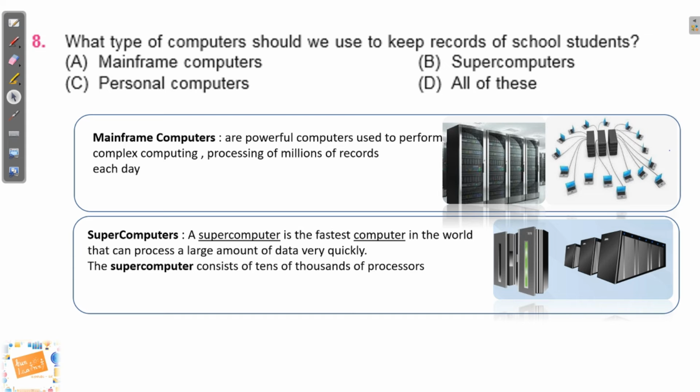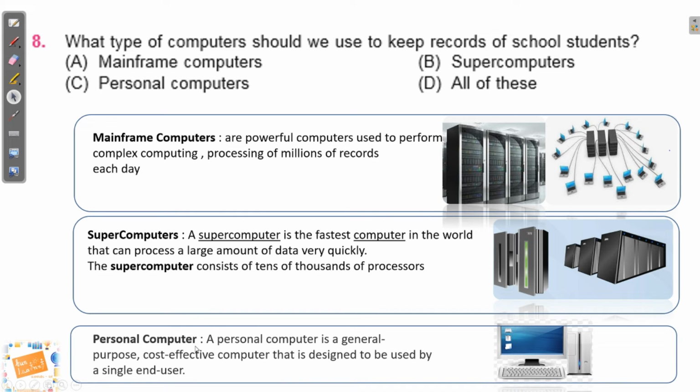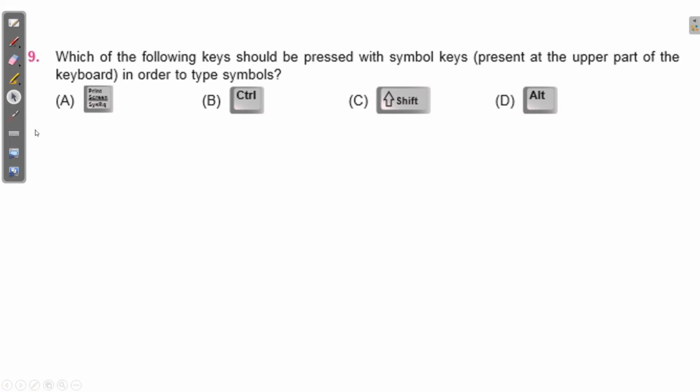But do we need them to keep records of school students, which would be a mere 1,000 or say 10,000? Well, that is why we have a personal computer such as this or the ones that you are using, which is a general purpose cost effective computer that is designed to be used by a single end user, which is enough to maintain the record of students, and our answer that's why is option C. Next question.